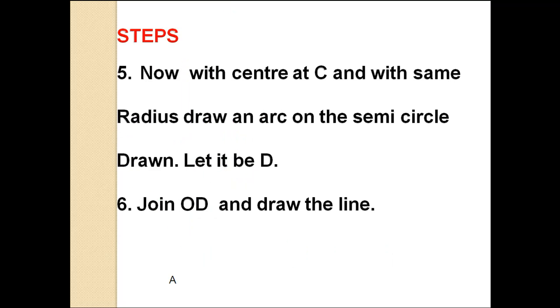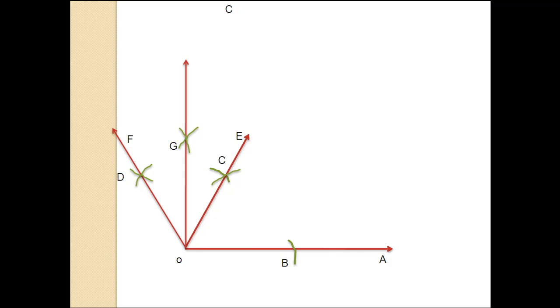Now, with C as center and with the same radius, draw an arc on the semicircle drawn. Let it be D. Join OD and draw the line. This is the diagram given here.